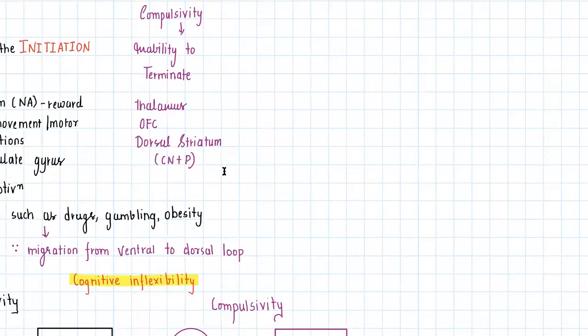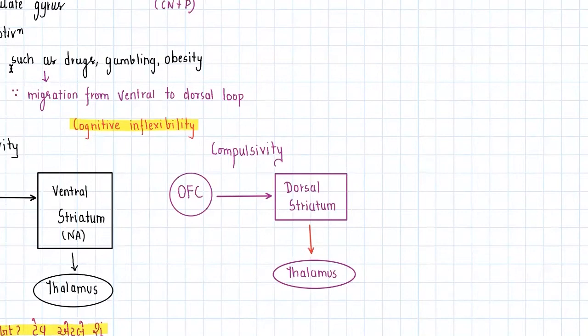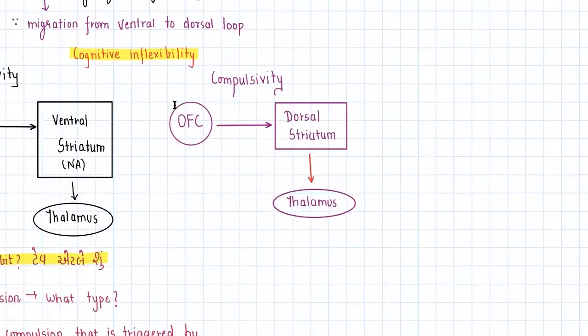Similar areas are again involved with the compulsivity thing as well, but you have thalamus doing a different thing. Orbitofrontal cortex, as you might know, is responsible for inhibition, so that is involved, and dorsal striatum is involved, that is caudate plus putamen. Now, impulsive acts such as drugs, gambling, obesity, they eventually get converted into compulsive acts because migration from the ventral to the dorsal loop takes place.